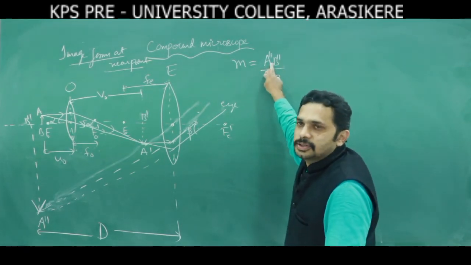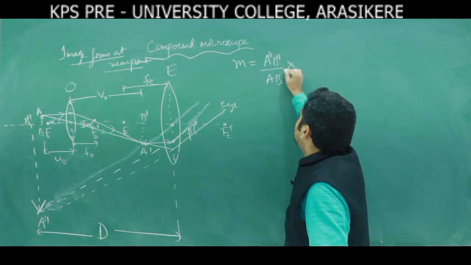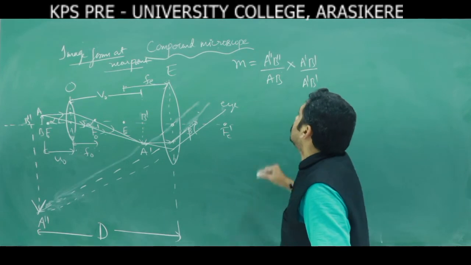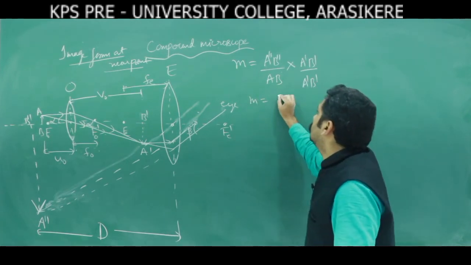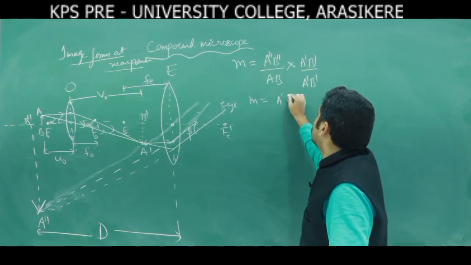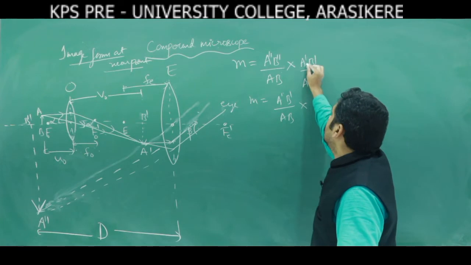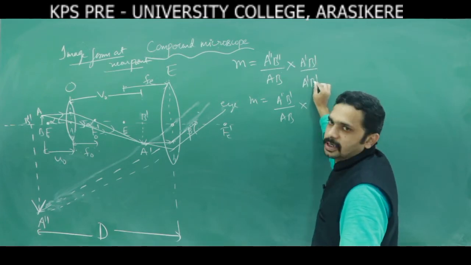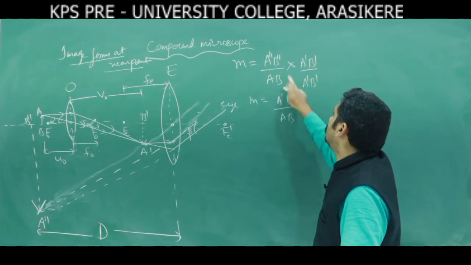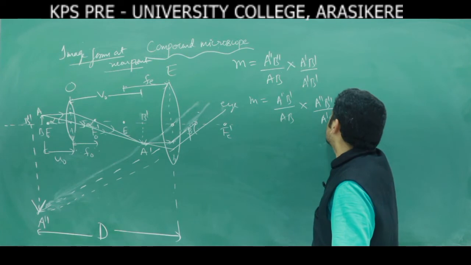Size of the image to size of the object. Now multiply A dash B dash by A dash B dash. Now M is equal to A dash B dash by AB. Multiplying A dash B dash by A dash B dash will get cancelled, we get the same thing. But A dash B dash by AB into A double dash B double dash by A dash B dash.